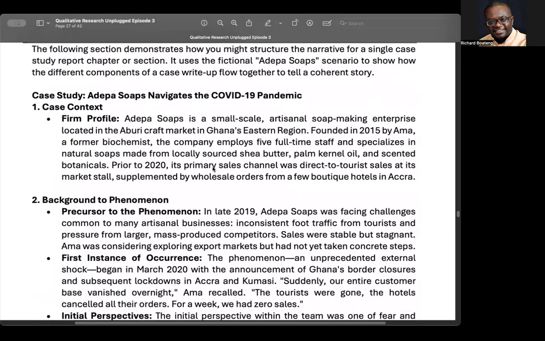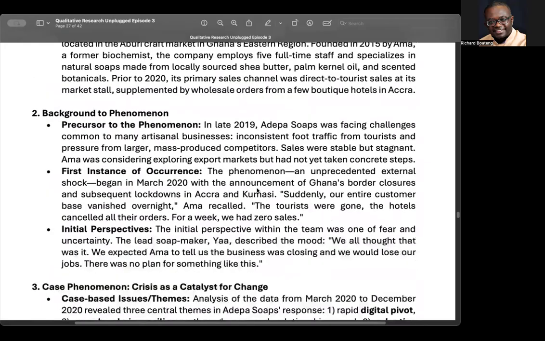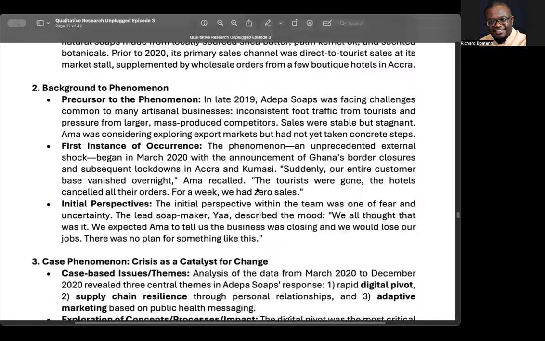Sets the stage. Exactly. Then comes 2, background to phenomenon. This part lays out the conditions and events that led up to the phenomenon you're studying. It answers, how did this situation come about? For Adipa soaps, it would describe the precursor conditions, like inconsistent tourist traffic, competitive pressures pre-pandemic, the first instance or trigger, the March 2020 border closures and lockdowns in Ghana, and the initial perspectives of the actors. Ama and her team feeling fear, uncertainty, expecting closure, having zero sales. Got it. Then the main part.